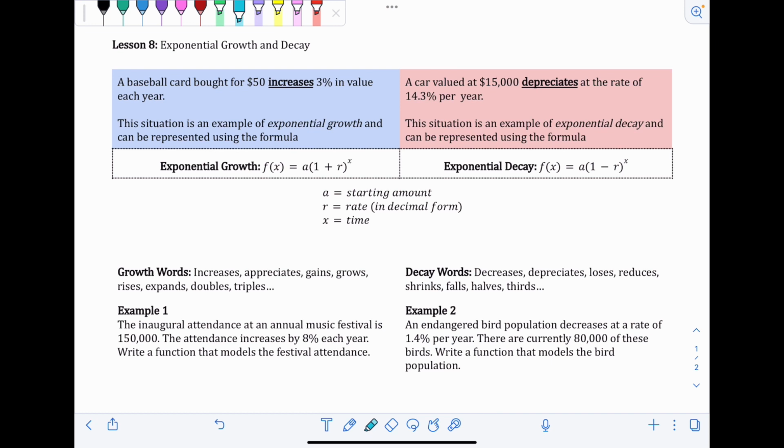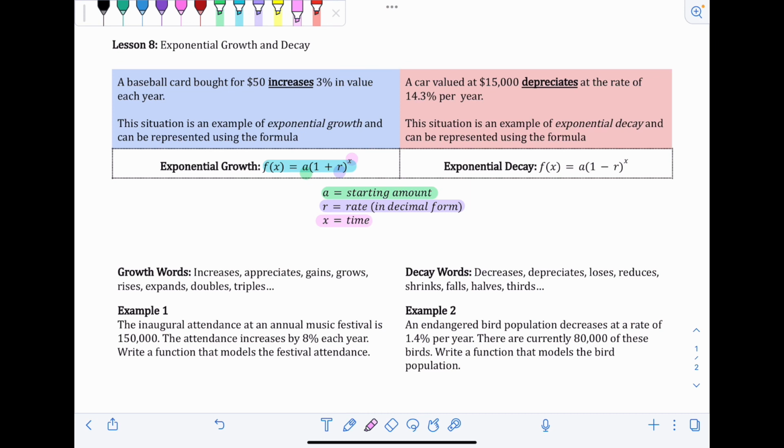So because it's increasing in value, this situation is an example of exponential growth and can be represented using the formula f of x equals a times 1 plus r to the x power, where a is going to be our starting amount, r is going to be our rate, and it'll need to be in decimal form before it goes into the formula. And then x is going to be our time, and that can vary. It can be like days, weeks, years, anything that's given to us in the problem.